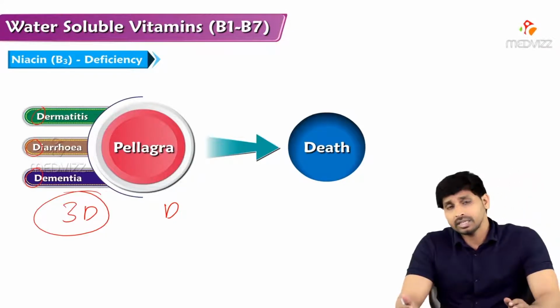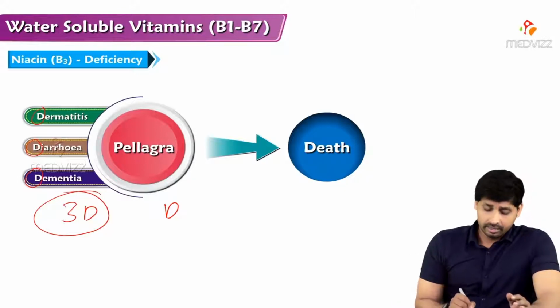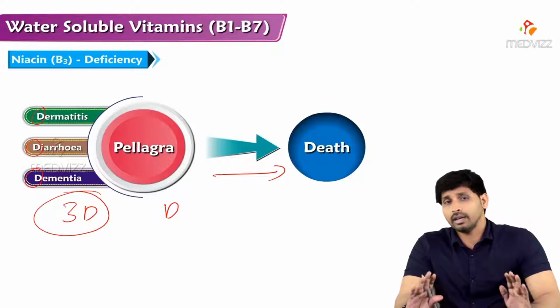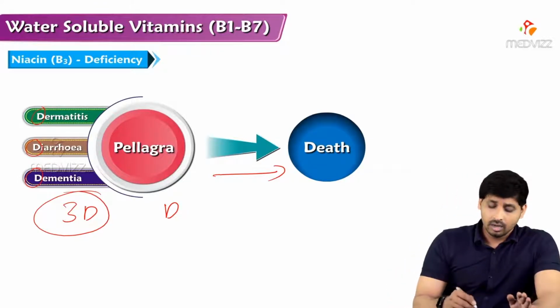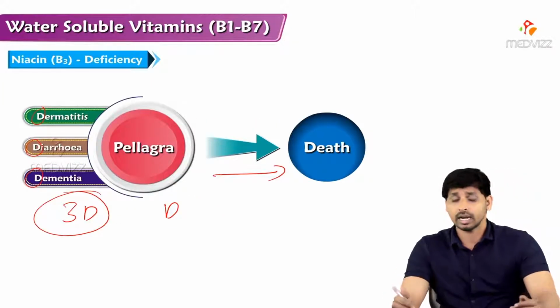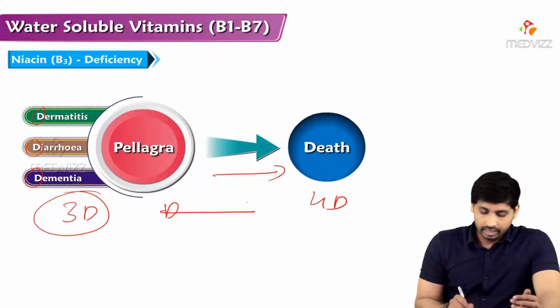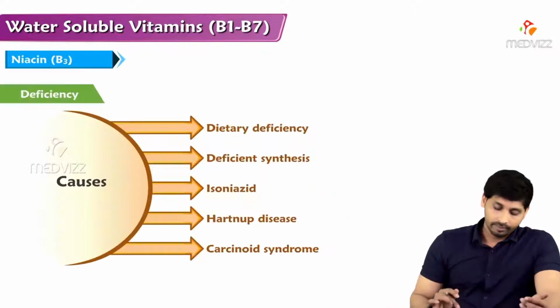If you have skin lesions, GIT problems, and neural problems, all this leads to a condition called pellagra, and if untreated, pellagra leads to death. That's why in MCQs, multiple choice questions and competitive exams, they ask about the characteristics of pellagra: 3D leads to a 4th D. What is that? The 4th D is nothing but death. So 3D leading to the 4th D, death.